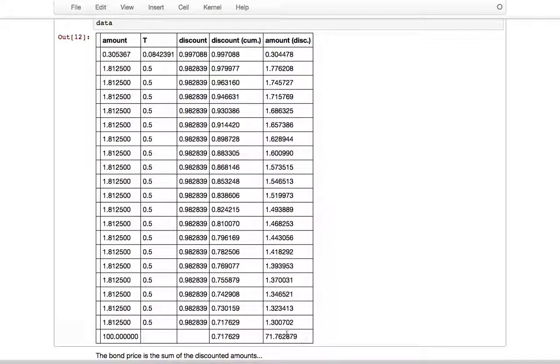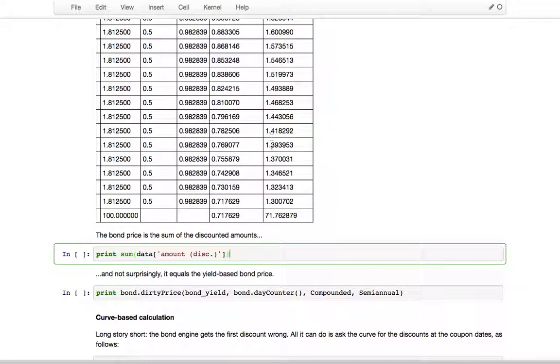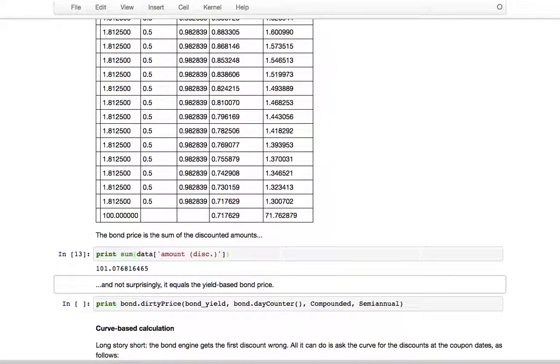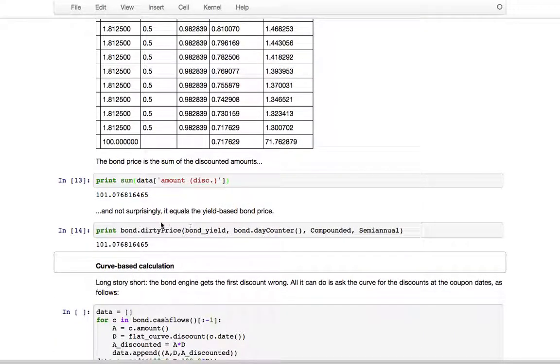So these are the figures, and this is the discounted amount of the redemption, and the bond price is the sum of all these discounted amounts, and it's equal to what we get by passing the yield, which confirms that the calculation I've shown above is the same which is done internally.